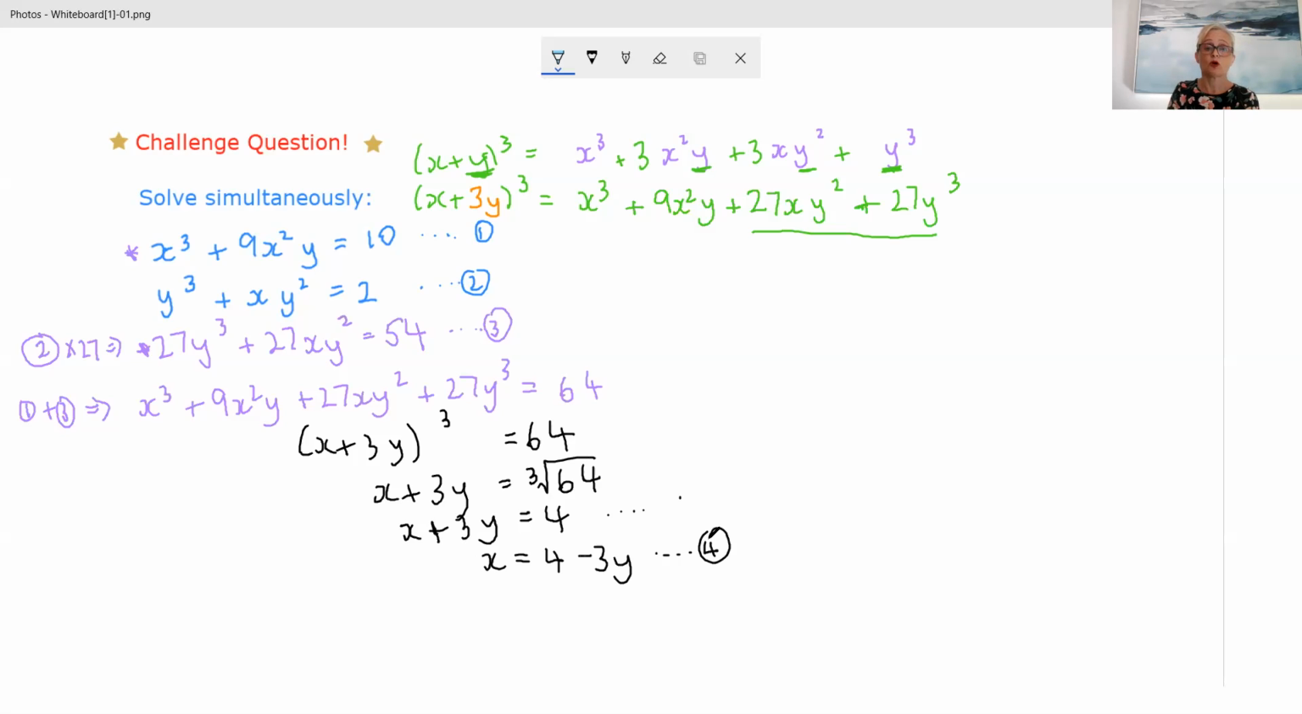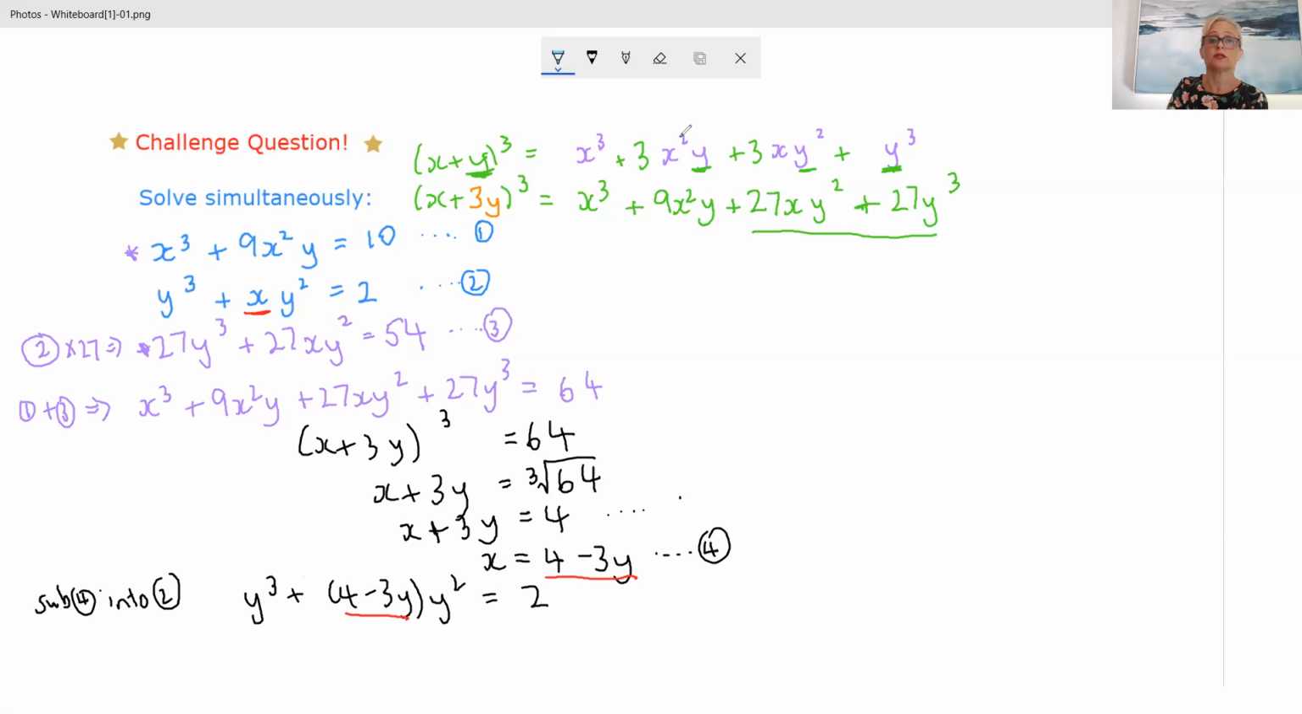All right. So what are we going to do? So now we are going to solve. We're going to substitute back into this equation here, not the one with the 27 times it, just sub it into 2. So y cubed plus 4 minus 3y times y squared is 2. So all I've done here is I've subbed x is 4 minus 3y in place of x.